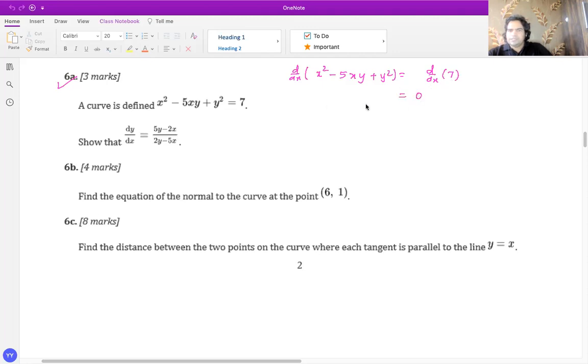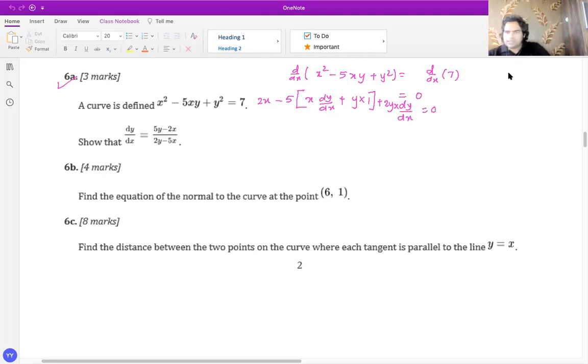So derivative of 7 is 0. Now derivative of x squared is 2x. And now here on this minus 5xy, we apply product rule. So minus 5 times x times derivative of y, so x times derivative of y is nothing but dy by dx, plus y times derivative of x, which is 1, plus derivative of y squared will be 2y times dy by dx equals 0.